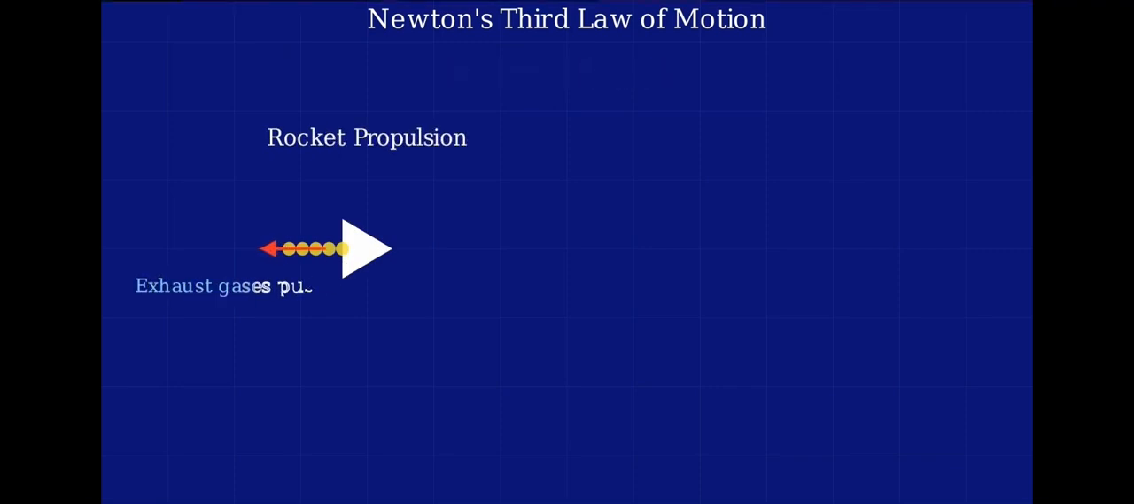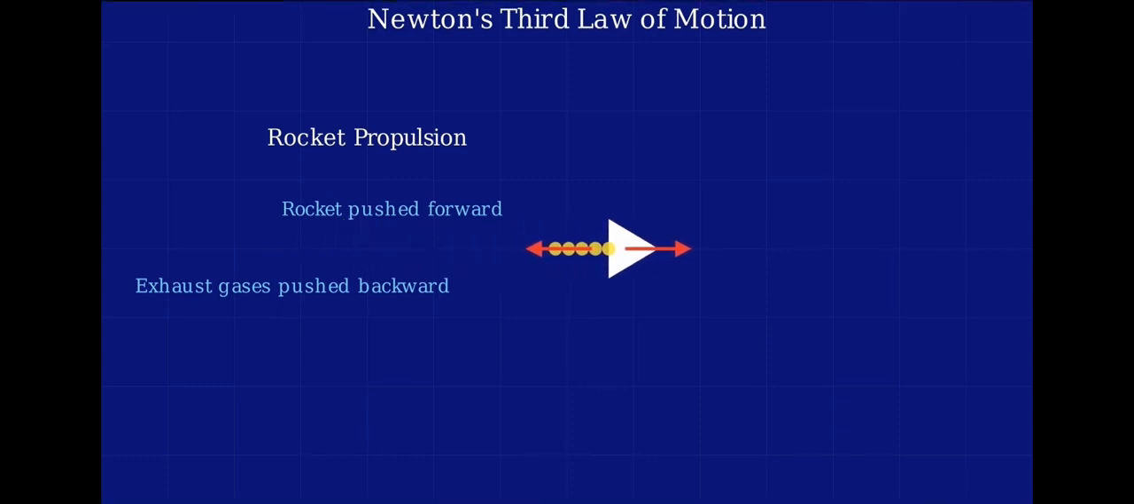Let's explore some real-world examples of Newton's third law in action. Rocket propulsion is a perfect example of Newton's third law. As the rocket expels exhaust gases backward, the gases exert an equal and opposite force that propels the rocket forward. This is how rockets can accelerate in the vacuum of space, where there's nothing to push against except the exhaust itself.